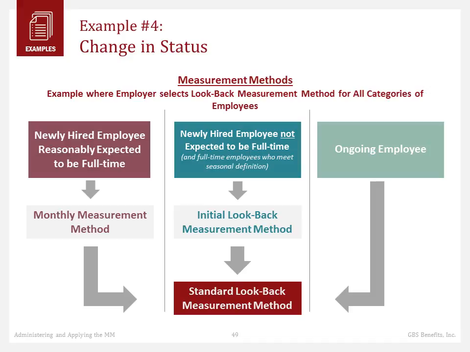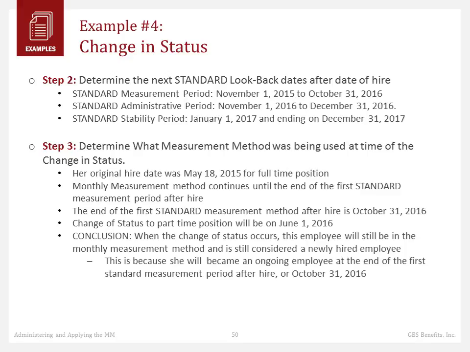First of all, their hours are measured using the monthly measurement method, and then they're transitioned into the standard look back. So let's find out when the first standard look back occurs after date of hire. The first standard look back date after hire is November 1st, 2015. And the stability period starts January 1. So, Step 3, determine what measurement method was being used at the time of the change in status. And we're assuming, for purposes of the example, that there was an actual change in status.